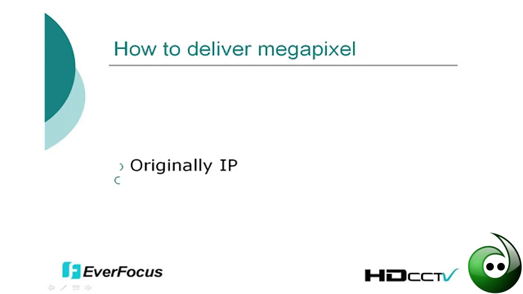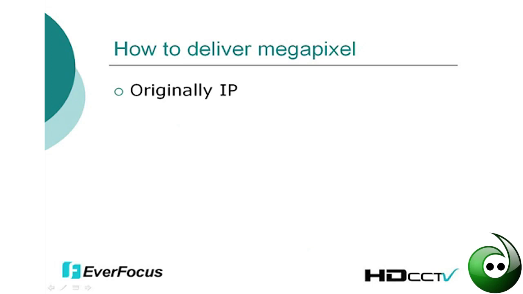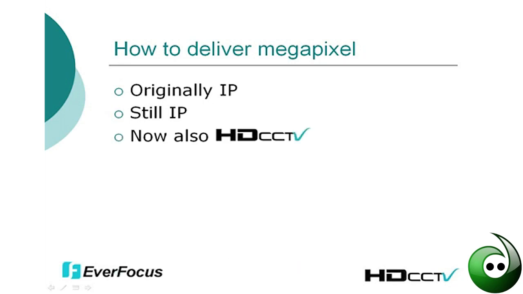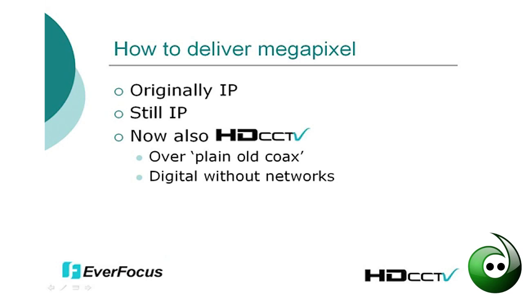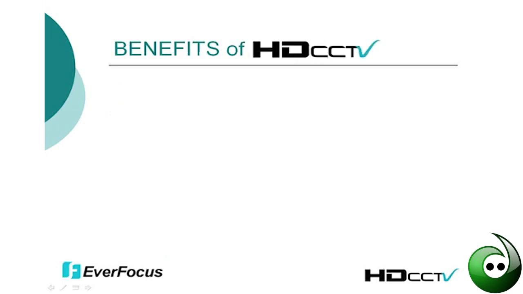How do we deliver megapixel? Originally, the only way to deliver megapixel was through IP. Well, we still deliver megapixel through IP, but now we can also deliver megapixel resolution through high-definition closed-circuit TV, HD-CCTV, over plain old coax, digital signals without networks.